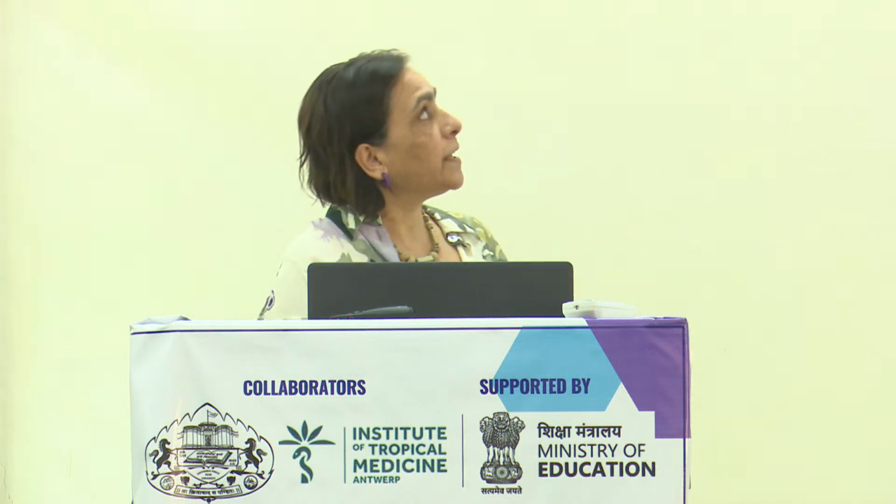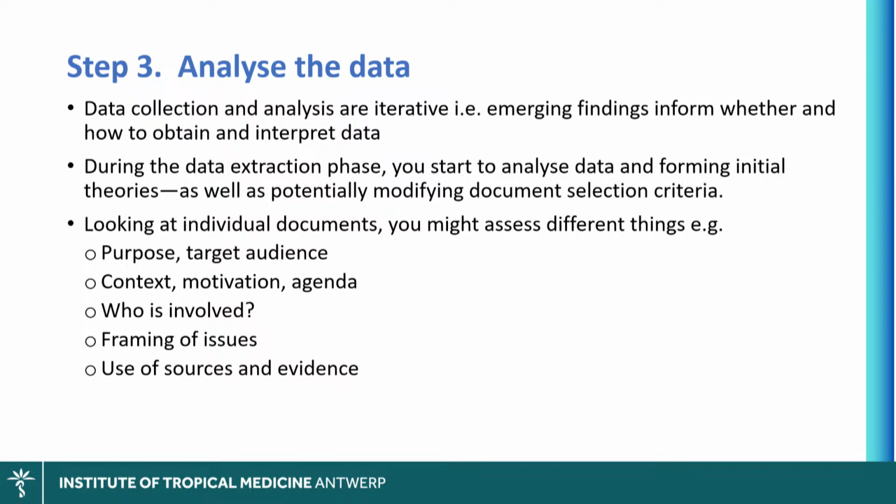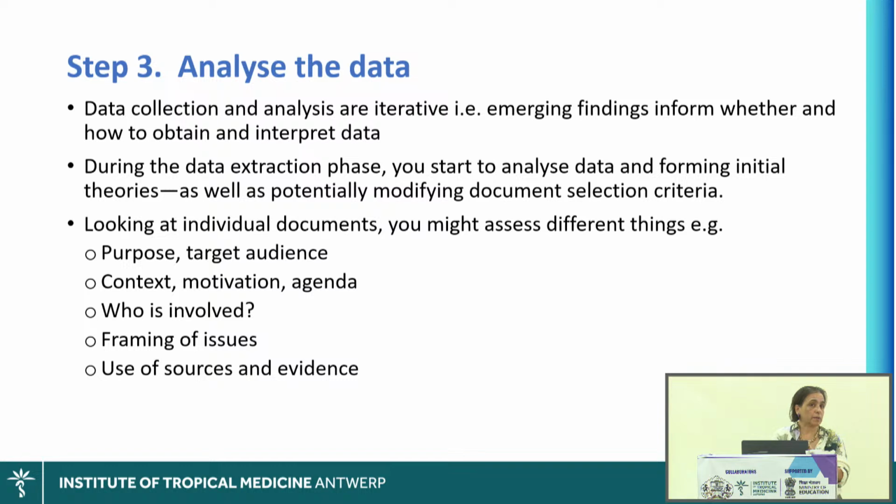And the third thing is you're going to analyze the data. So obviously data collection and analysis are iterative. It's that research cycle again, whereby you start to look at the findings, you're starting to eyeball your table, just like you would in quantitative analysis. You're starting to see trends and patterns emerge. And the same thing happens when you do this kind of analysis: you're going to see things that lead you to other things and will inform where you obtain further data and how you interpret it.